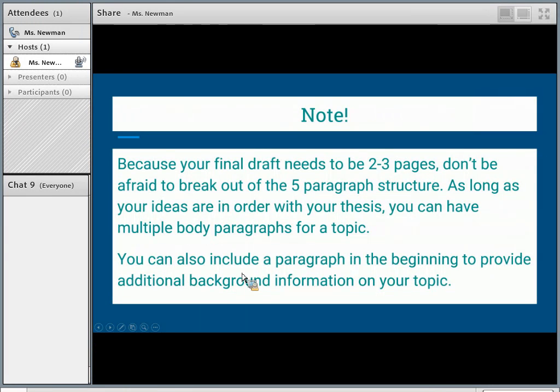And note, because your final draft needs to be 2 to 3 pages, don't be afraid to break out of the 5-paragraph structure. As long as your ideas are in order with your thesis, you can have multiple body paragraphs for a topic. You can also include a paragraph in the beginning to provide additional background information on your topic.